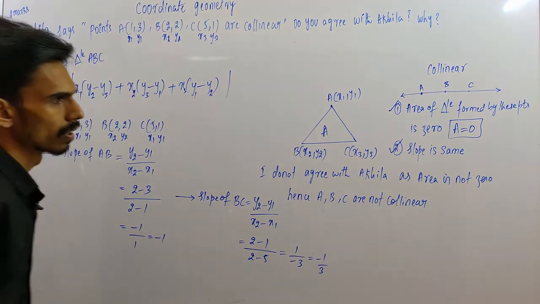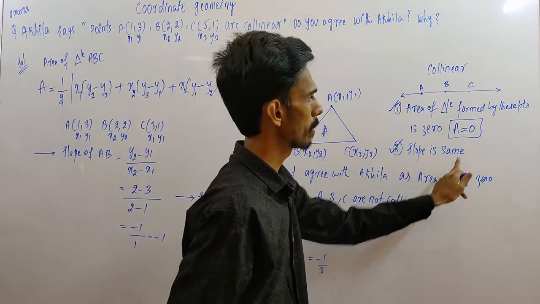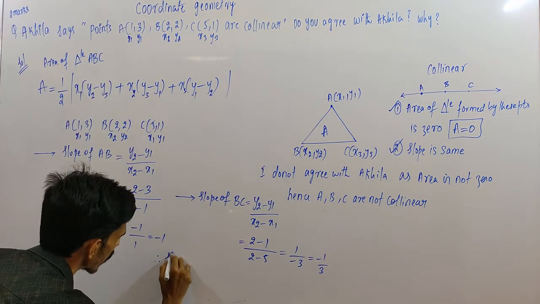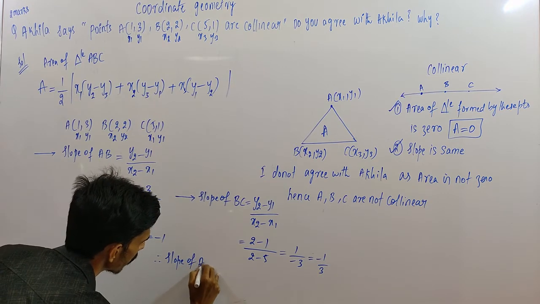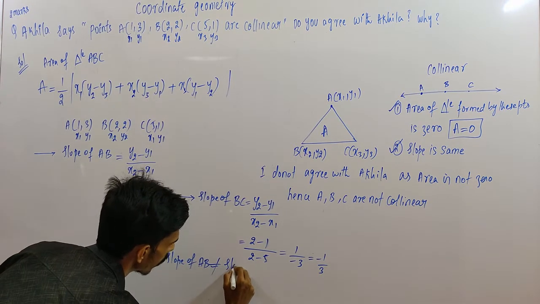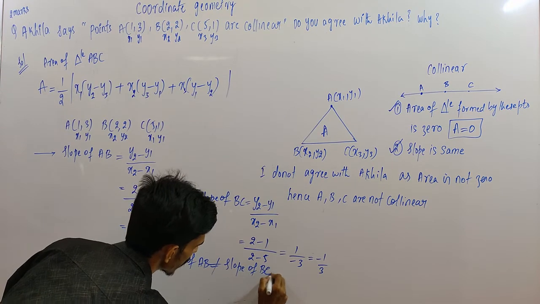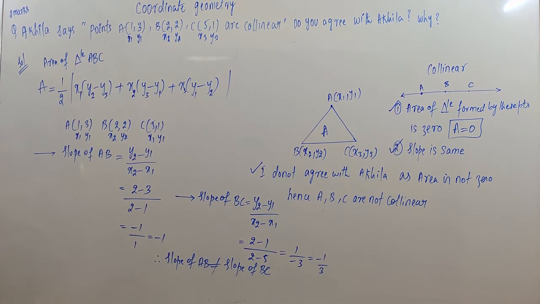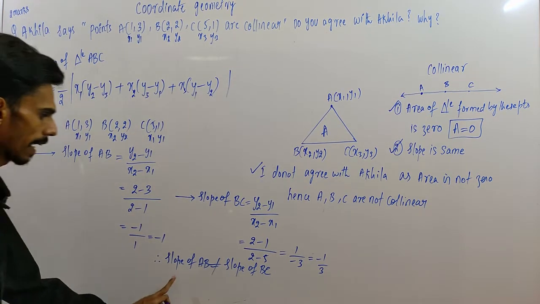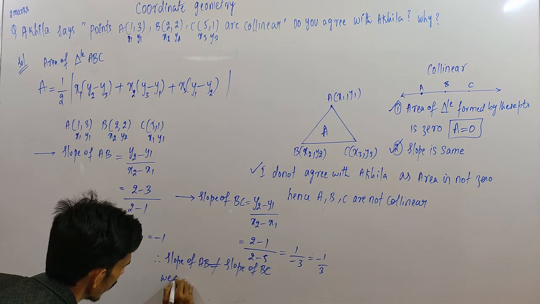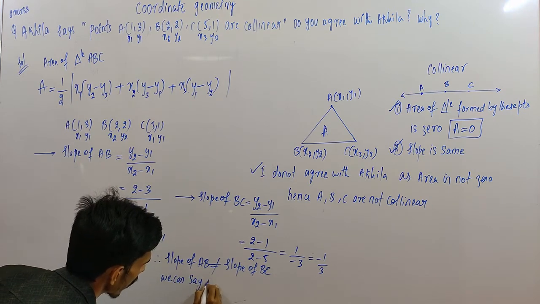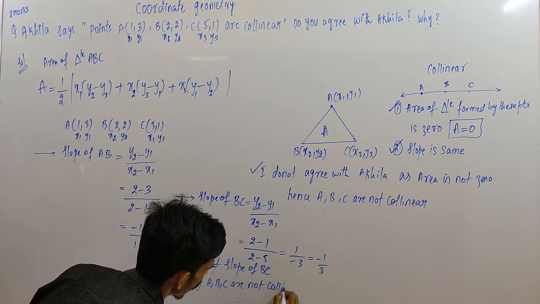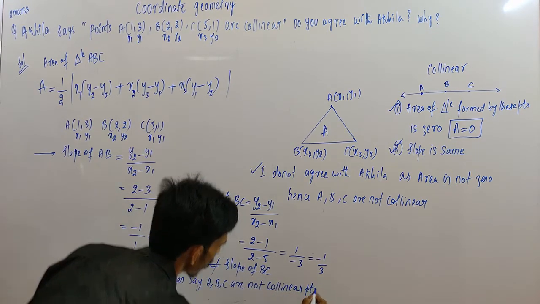The slope is not the same. For collinear points, the slope should be the same. Here, the slopes are not the same. So, hence, slope of AB is not equal to slope of BC. We can say that A, B, C are not collinear points.